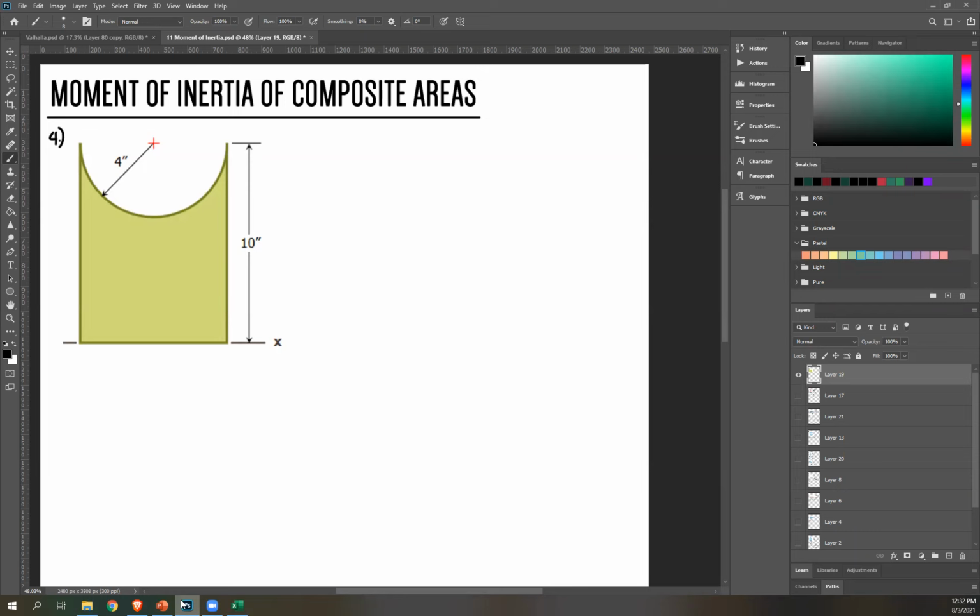So moment of inertia about the x-axis. Your x-axis is at the base. We have more than one shape. We don't just have a simple rectangle. That means to get moment of inertia, you're going to get the algebraic sum of the moment of inertia of each shape. The first step, identify your shapes. Once again, I said rectangle. So let's start with the rectangle.